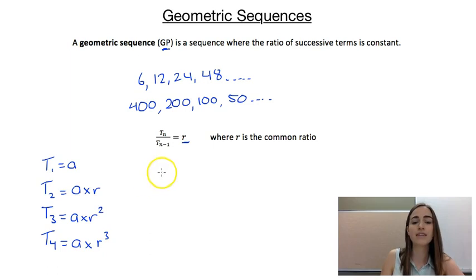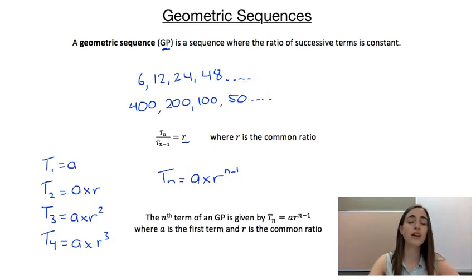So you can see the pattern that's showing up. If we have our nth term, we're going to take A, our first term, and multiply it by our common ratio, n minus 1 times. So when it was a 4, it was a 3. When it was a 3, the power was a 2. So it's going to be A times R to the power of n minus 1. So let's have a look at a few examples.